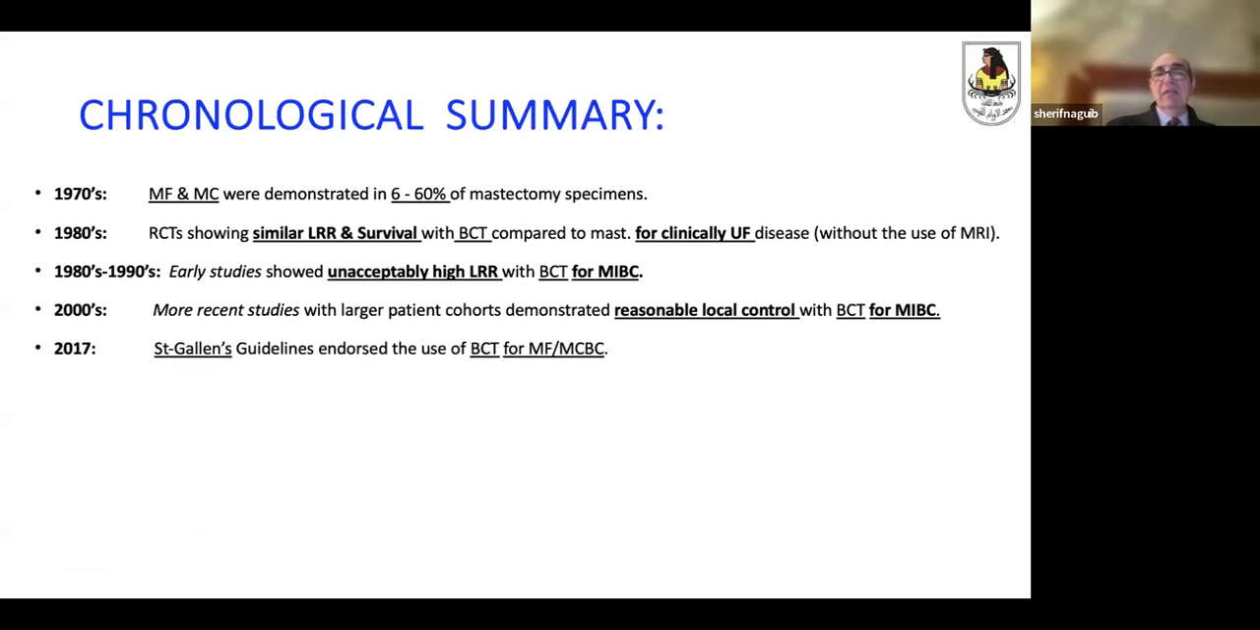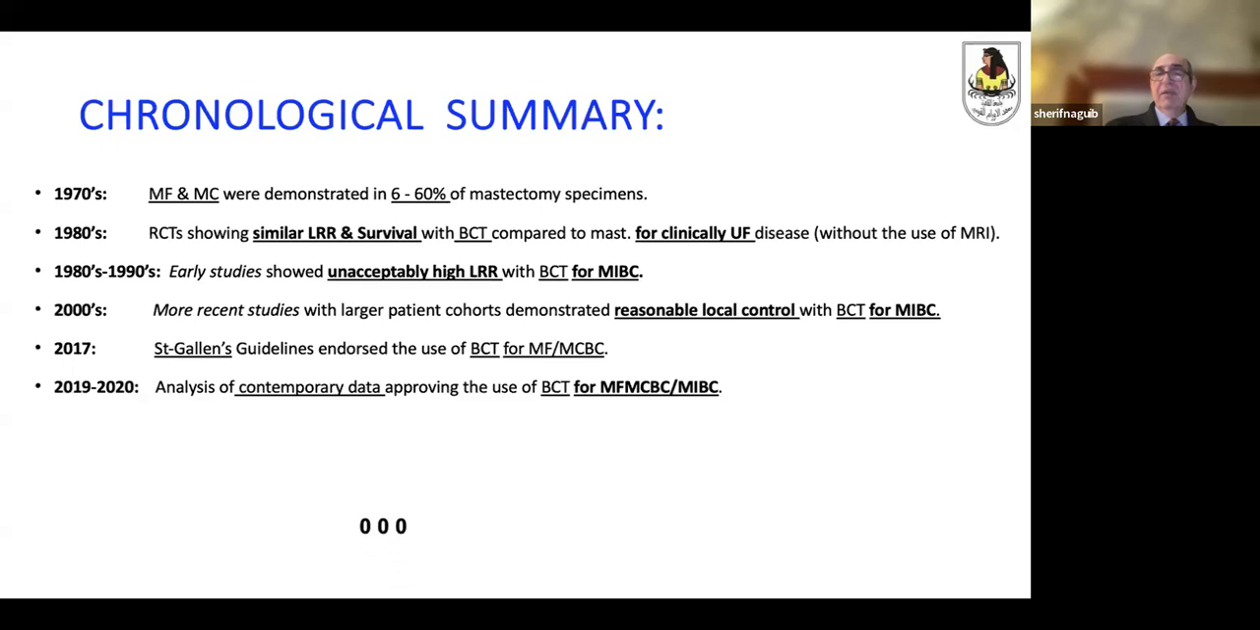And that led the St. Gallen's guidelines in 2017 to endorse the use of breast conservation for multifocal and multicentric breast cancer. And recently in 2019-2020, contemporary data were analyzed to approve the use of breast conservation for multifocal multicentric breast cancer. Nevertheless, until today, breast conservation is still not in the guidelines for the treatment of multifocal multicentric breast cancer.